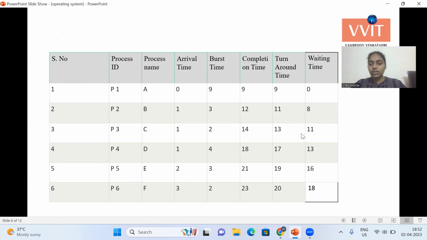Here the total is 11 plus 8, 19, 19, 29, 32, 42, 48, 58, 66. The total is 66 right here. So 66 divided by 6 we will do. We will get answer 11. So the average waiting time for the given table is 11. Like this, we will apply first come first serve scheduling algorithm for any type of process.